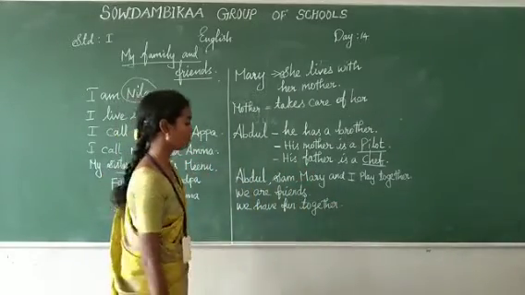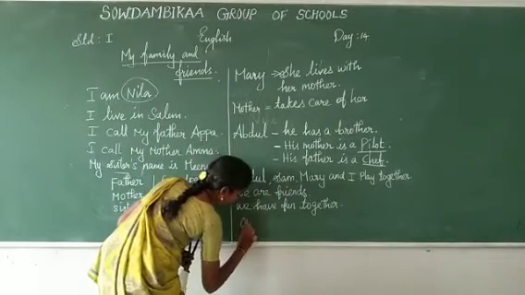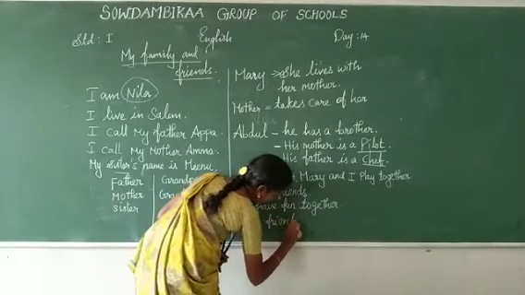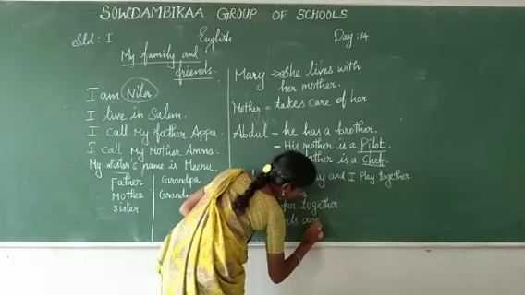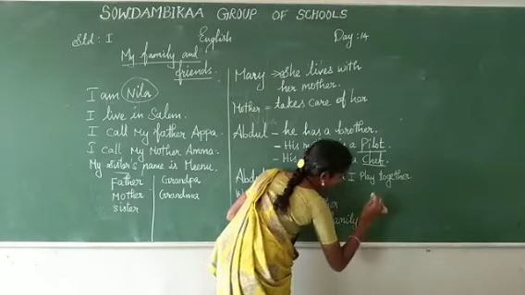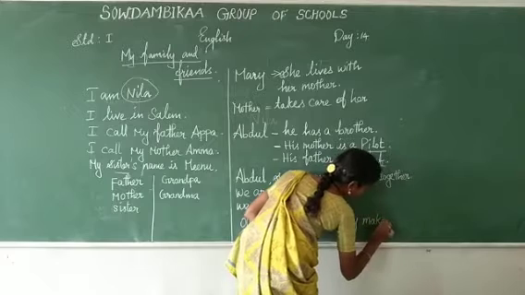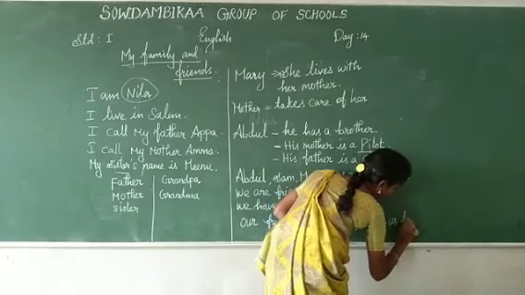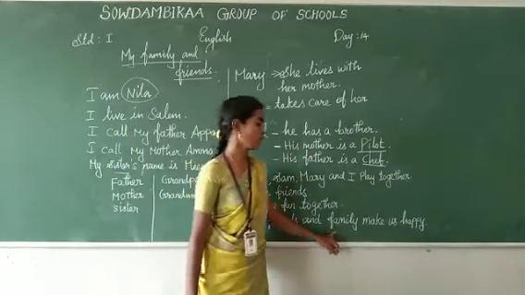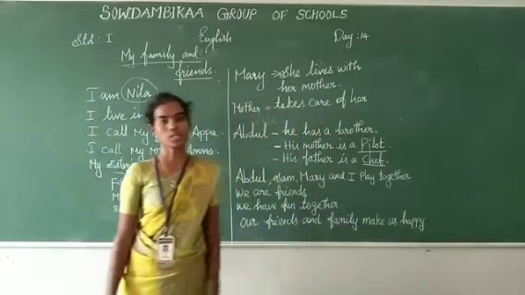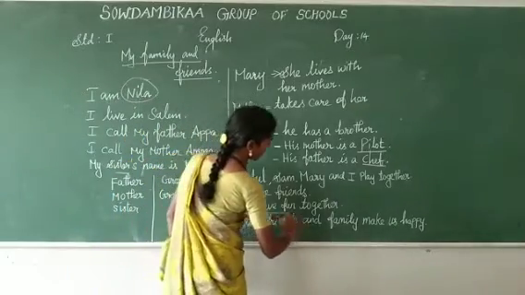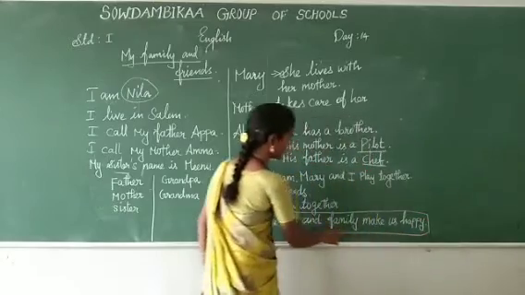Then, our friends and family make us happy. Our friends, F-R-I-E-N-D-S, and family, F-A-M-I-L-Y, make, M-A-K-E, us happy, H-A-P-P-Y. Our friends and family make us happy. So these are all said by Nila. Okay, are you clear children? This is the main concept of our lesson. This is what we will learn in this lesson.